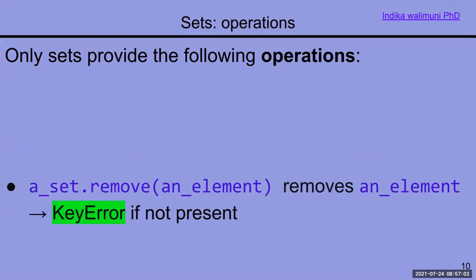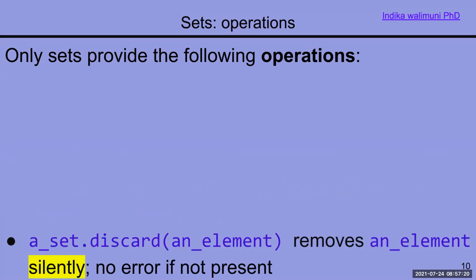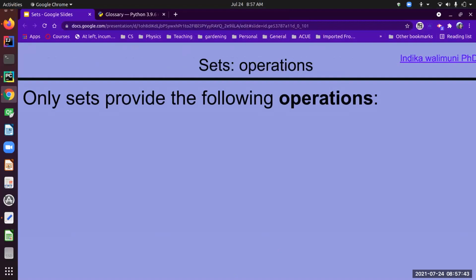And remove an element from a set: if we don't have the element that we are trying to remove, we're going to get a KeyError. And we can discard an element, so it removes an element silently. It doesn't return any error if the element is not in there already. So it's a silent removal, and it sometimes helps to avoid the program crashing. So check on that. Slide 10.